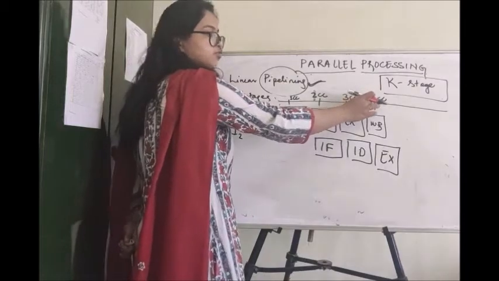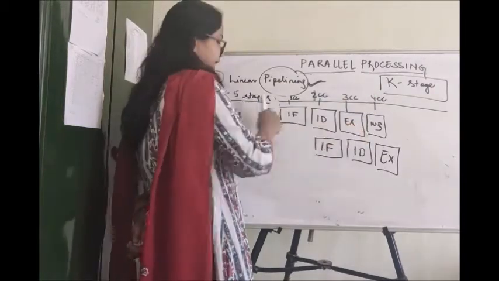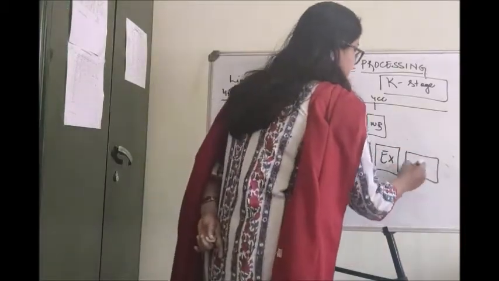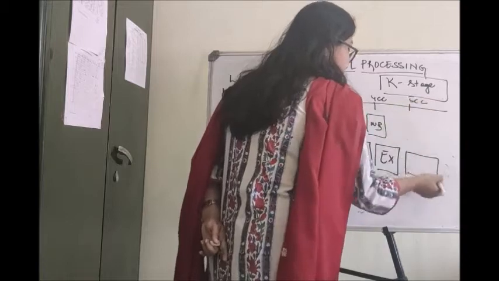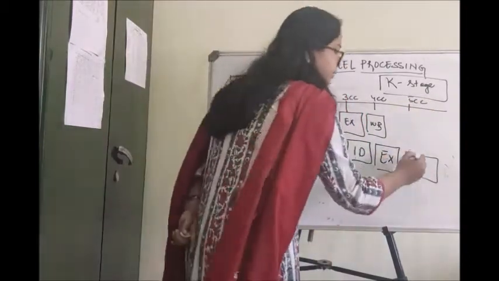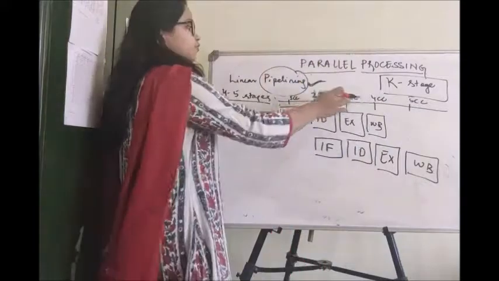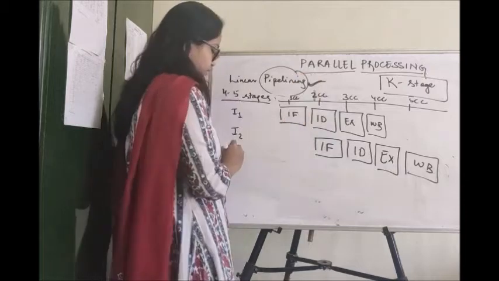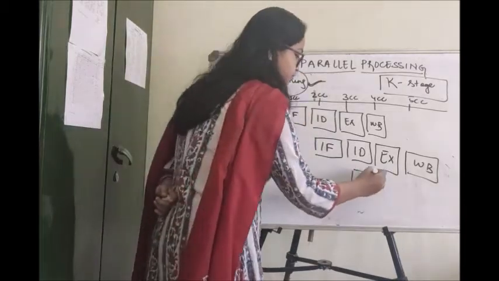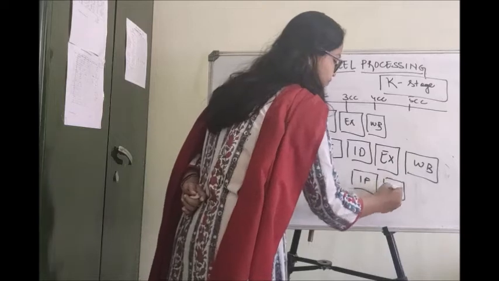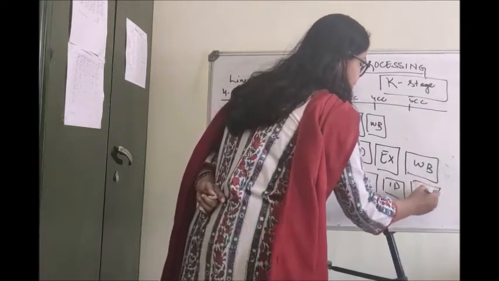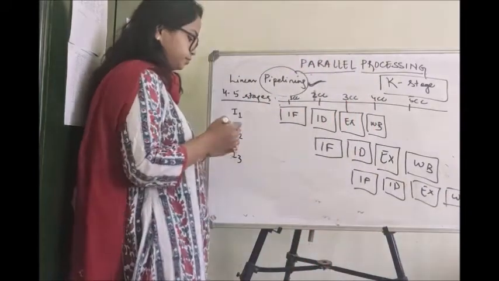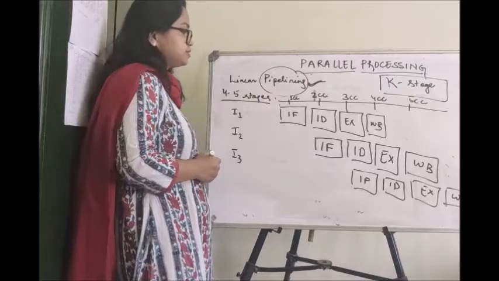Execution of I2 takes place at the fourth clock cycle, and write back of I1 is carried out at the fourth cycle itself. Then in the fifth clock cycle, I2 is completed fully. So in the fourth clock cycle, I1 is completed. In the fifth clock cycle, I2 is completed. Suppose I3 is next. Then we have to start like this: instruction fetch, instruction decode, execution, like that. Okay. So this is how things happen.